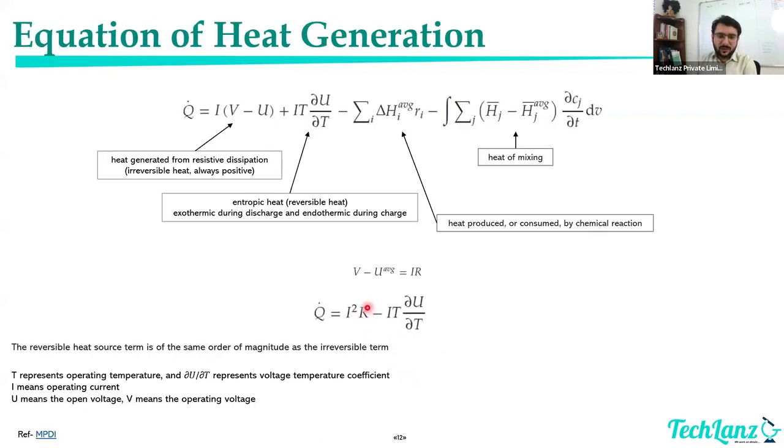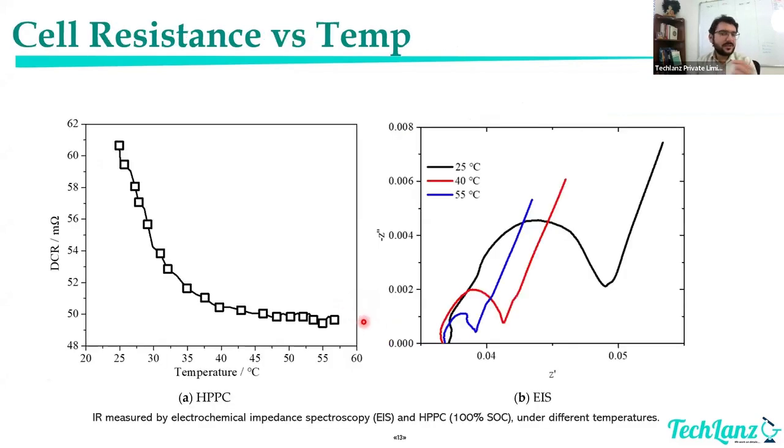Now let's talk about this resistance, right? Let's talk about Joule heating first. What is the first term over here? The resistance. Current is in any case dependent on the external circuit, but R is my cell resistance, right? So the cell resistance, how does it change?